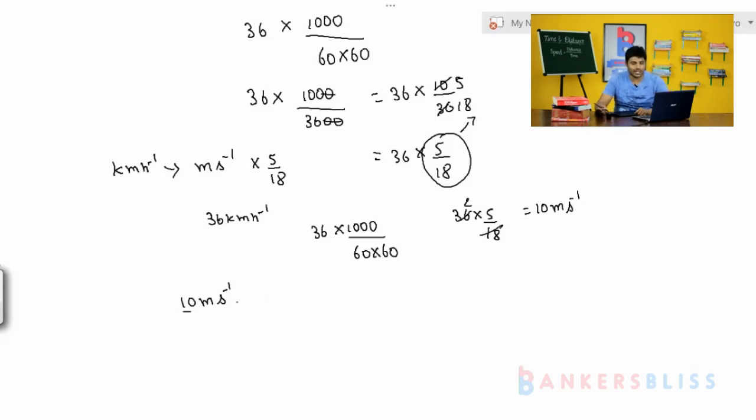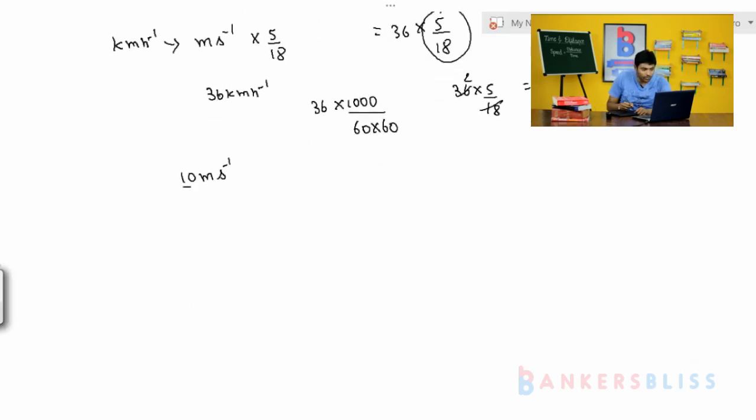Next I am taking 10 meter per second. If I do the reverse manner, I should get 36. See, 10 meter per second is the data. I want to convert 10 meter per second into kilometer per hour. So, see here, 1 meter is equal to how many kilometers? 1 meter is equal to 1 by 1000 kilometers. So 10 meter per second means 10 into 1 by 1000. Next, I have to convert to hour.